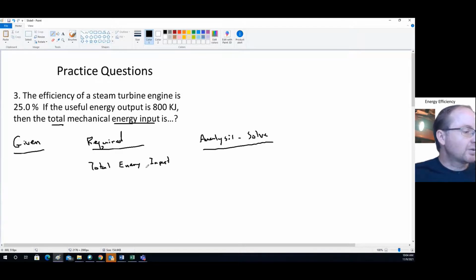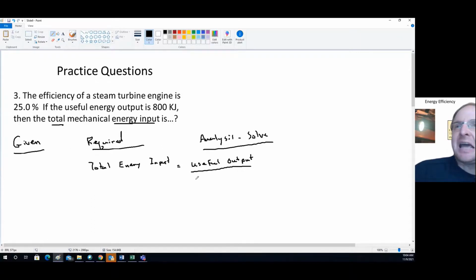We've got that written down over here, right? So your total energy input is going to be equal to your useful energy output divided by your efficiency as a decimal.